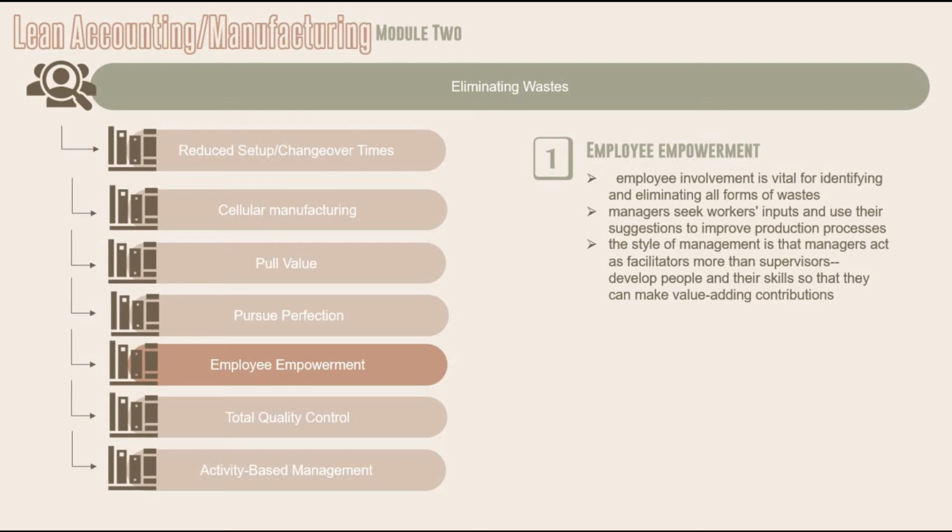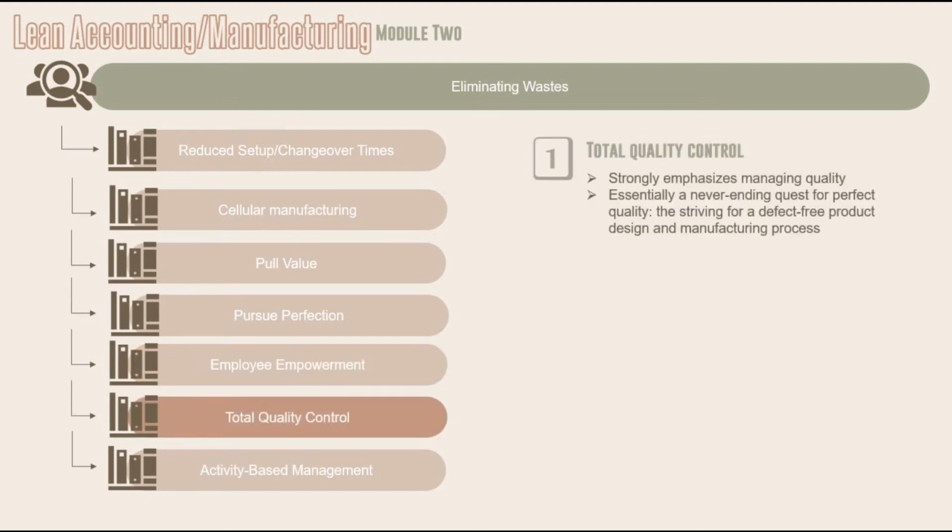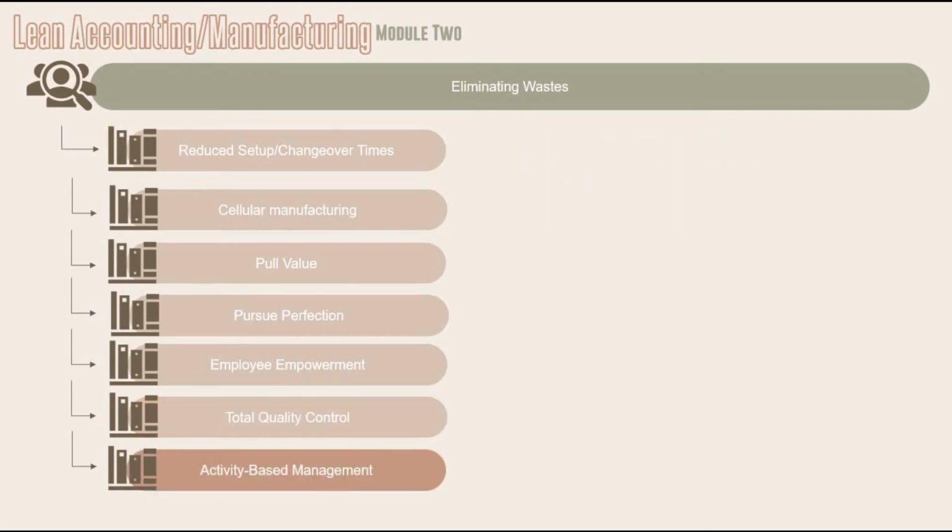Next is total quality control. This process strongly emphasizes managing quality and is essentially a never-ending quest for perfect quality, the striving for a defect-free product design and manufacturing process. And finally, activity-based management, which was discussed in detail in the first part of the video.